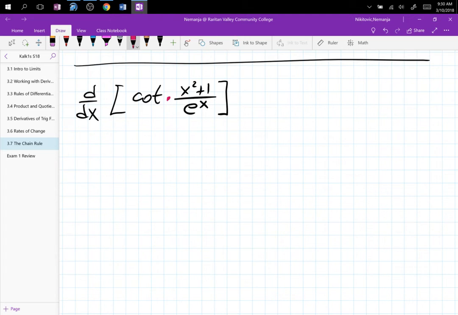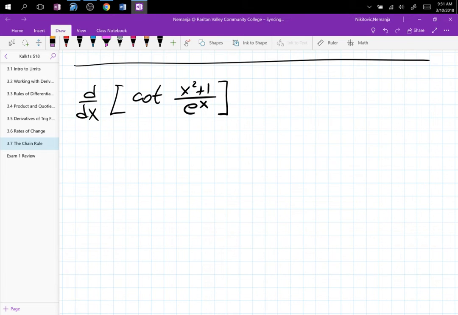Is there times in between over here? Hell no. Right? This is inside of cotangent. COT by itself means nothing. You must have something in this box in order for COT to have a meaning as a cotangent. So you can't just have a COT and then times a function. So this is definitely quotient within chain.